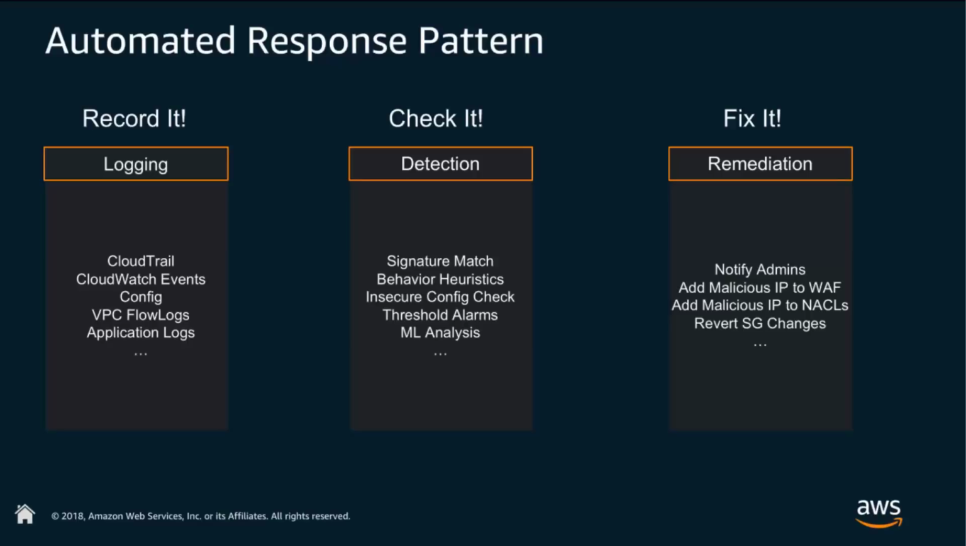You also have CloudWatch events, which we're going to talk a little bit more about. AWS Config, and other sources such as VPC flow logs, and it may be your specific application logs that you use within your own environment. And so once you have your data sources and your logging, that will actually flow into your detection mechanisms. And so this can be a number of different techniques that you can use, such as signature matching, behavior heuristics, all the way up and through machine learning.